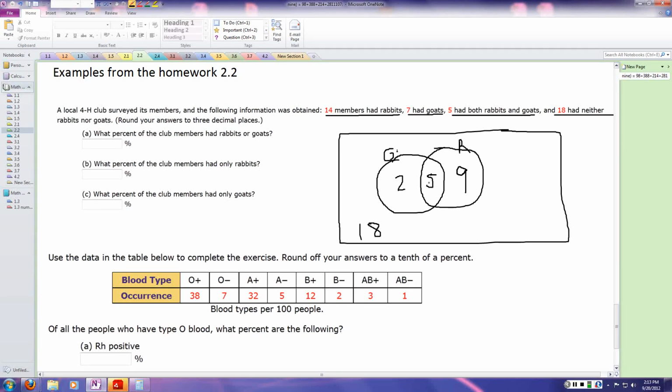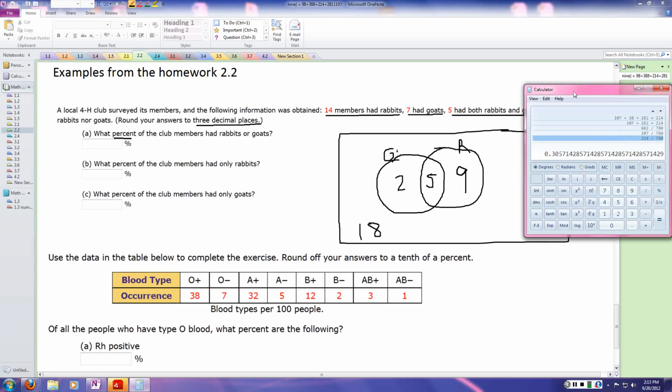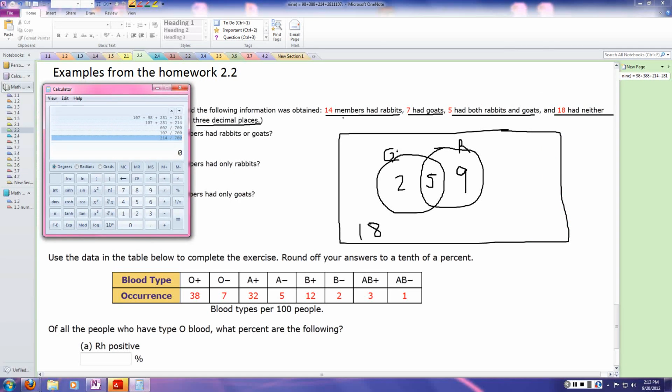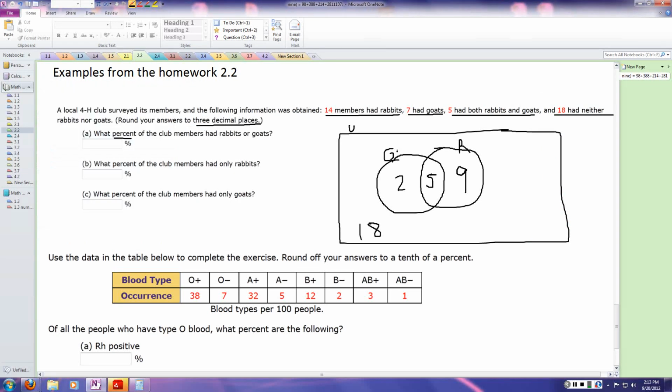So now we're wanting percentage, and it's saying round your answer to 3 decimal places. So if I go about this here, I need to find out how many total people were surveyed. How many people are in the universe? So the number of people in the universe is going to be 5 plus 2 plus 9 plus 18.